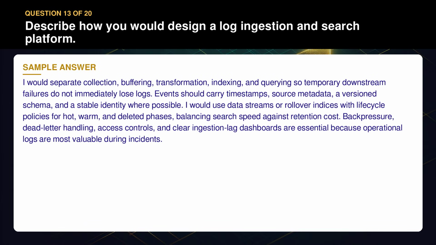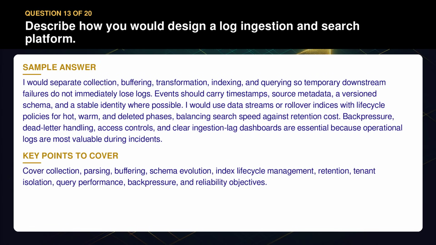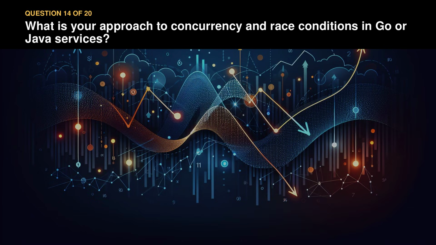most valuable during incidents. Cover collection, parsing, buffering, schema evolution, index lifecycle management, retention, tenant isolation, query performance, backpressure, and reliability objectives. Question 14. What is your approach to concurrency and race conditions in Go or Java services?